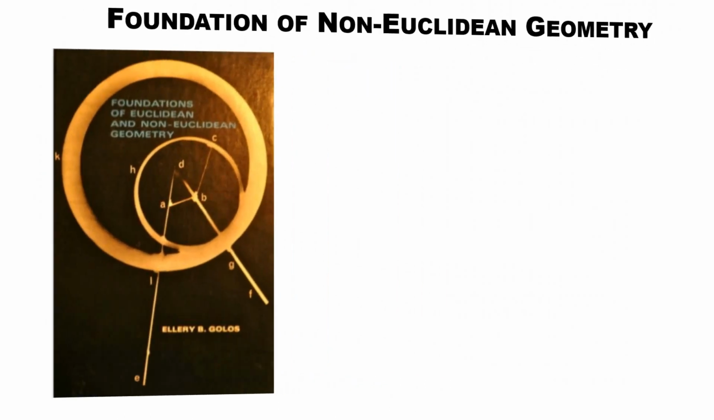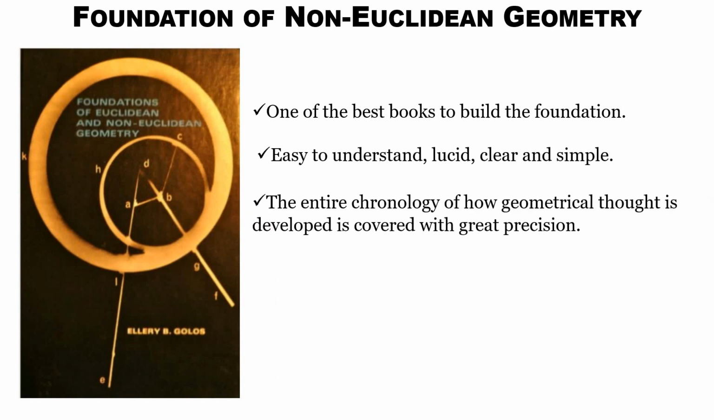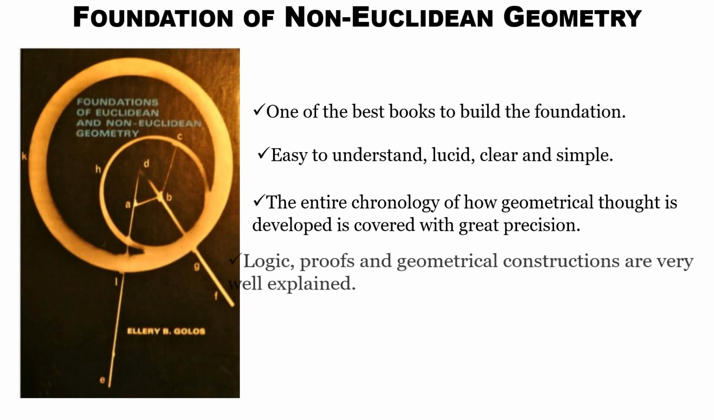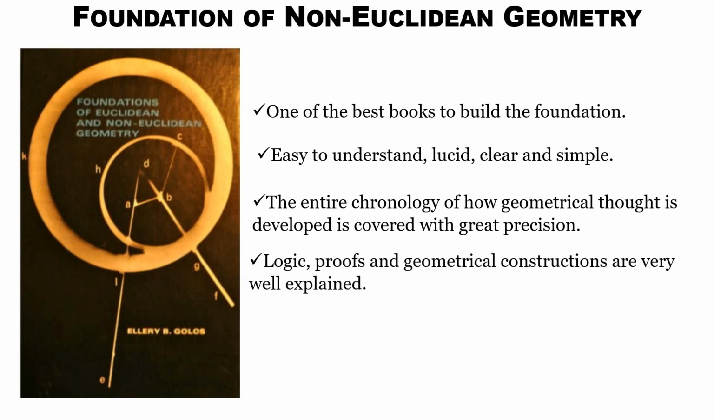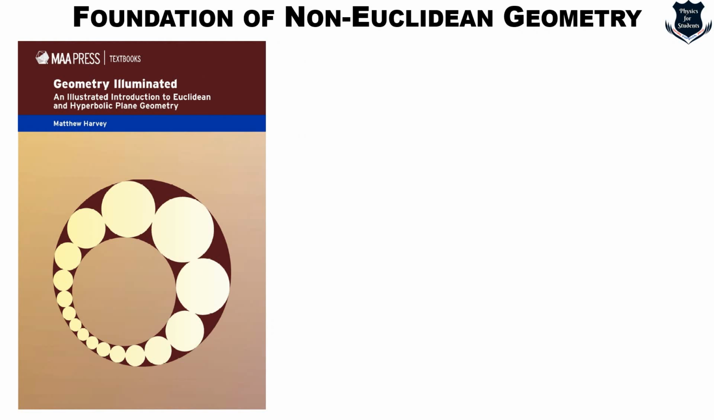Okay. So quick look on what are the contents. So we have looked onto that. So one of the best books to build the foundation, easy to understand, clear and simple. Entire chronology has been defined. Logics, proofs and geometry constructions are well explained. Okay. Now we come to the next book by MAA Press. You know what is the meaning of MAA.